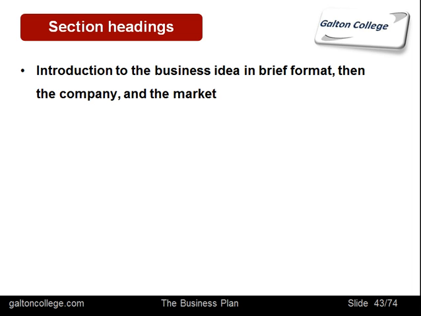Now the section headings. Well, introduction to the business idea in brief, then the company and then the market. In that sequence, the idea, the company and the market. Explain what they're about, what is the business idea, what is the company, where is it located, what are its attributes, what's its size and so on. A brief overview.